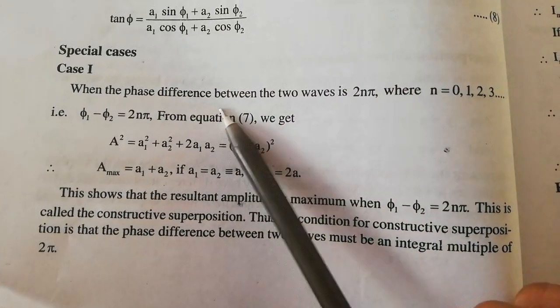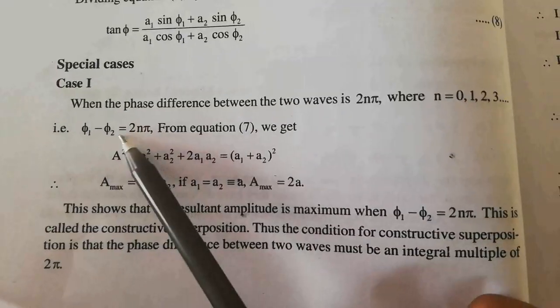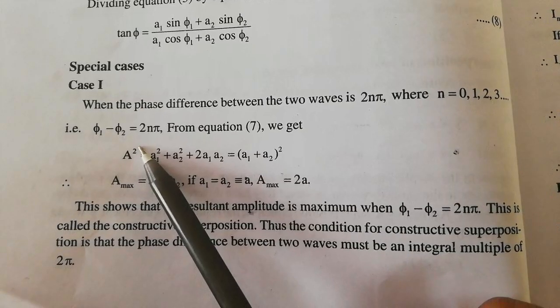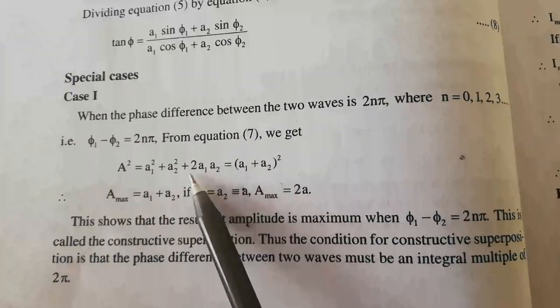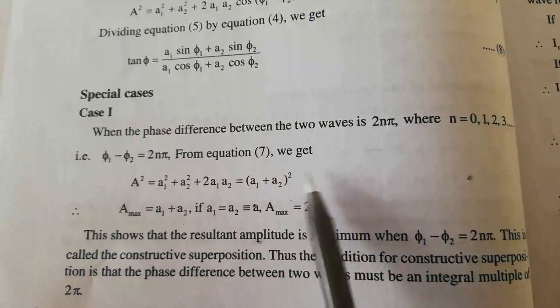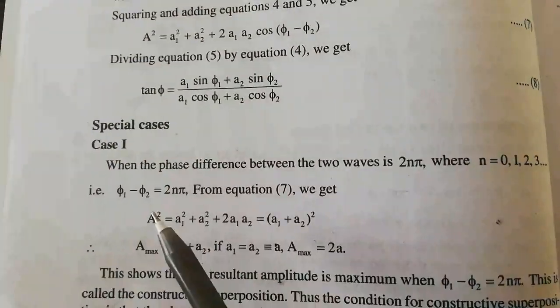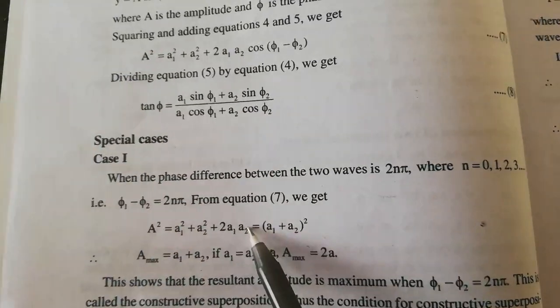That is, when the phase difference between two waves is 2n pi, that is n is equal to 0, 1, 2, 3, etc. Phi 1 minus phi 2, the difference between the two waves, is equal to 2n pi. A square is equal to a1 square plus a2 square plus 2a1 a2, that's equal to a1 plus a2 whole square. As we know, a square involves cos phi 1 minus phi 2. We have substituted 2n pi.